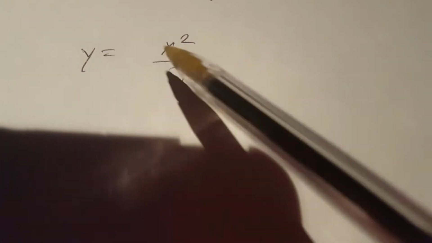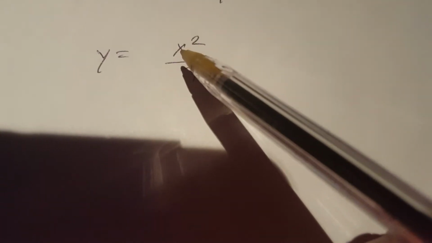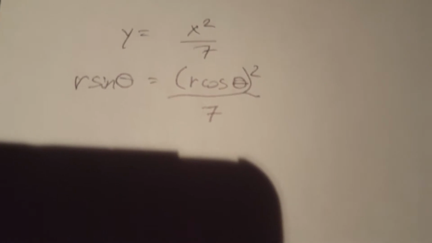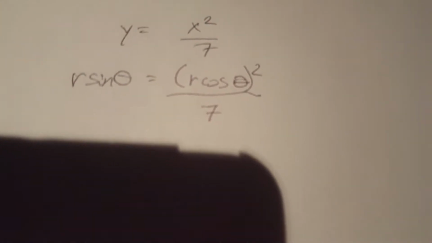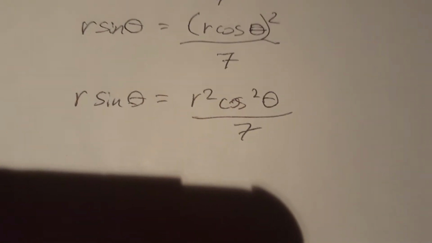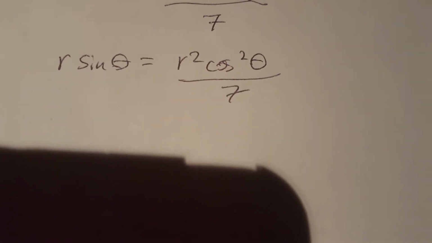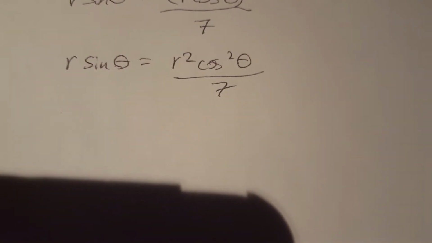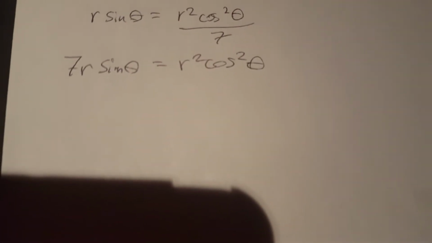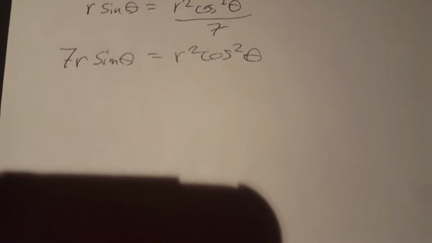So where we have y equals x squared over 7, instead of writing y, I'm going to write that as r sine theta. And instead of writing this x, I'm going to write that as r cosine theta. Okay, so rewriting this, we now have r sine theta equals the quantity r cosine theta squared over 7. Rewriting this, we have r sine theta equals r squared cosine squared over 7. And I don't want to have this fraction, so I'm going to multiply both sides by 7. We're going to end up with 7r sine theta equals r squared cosine squared theta.